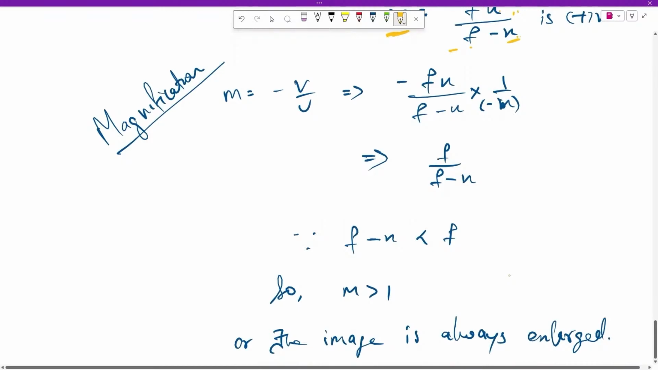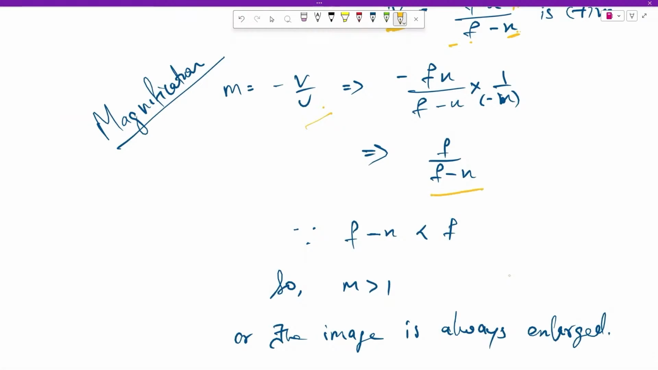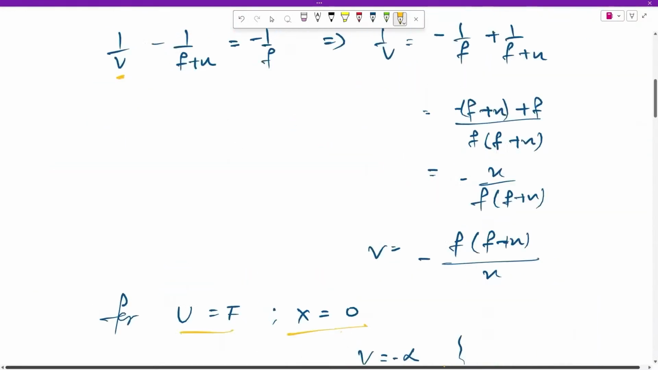Now let's comment on the magnification. So substituting the values of v and u in the magnification formula, we will get the value of m as f by f minus x. Now since f minus x will always be less than f, the value of m will always be greater than 1. Here you should mark that I have used the sign convention for x, so x will always be positive over here. So that is why f minus x will always be less than f. So m will always be greater than 1, or the image will always be enlarged. That's how we have proved all those 4 statements that were given using the mirror formula.